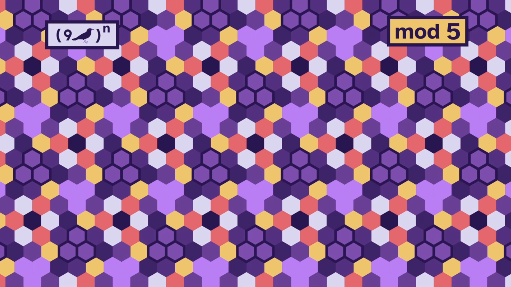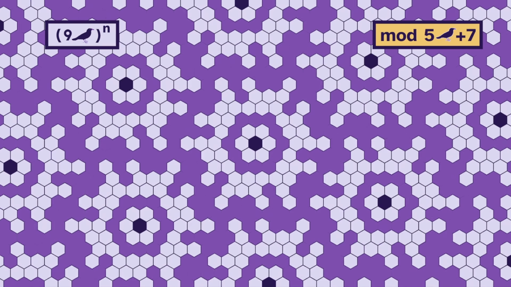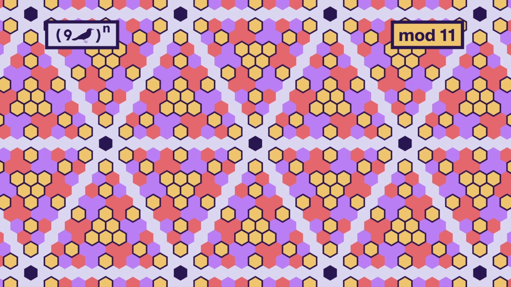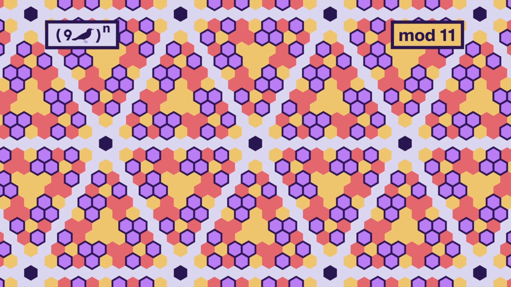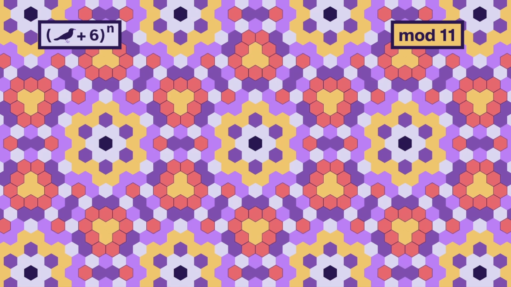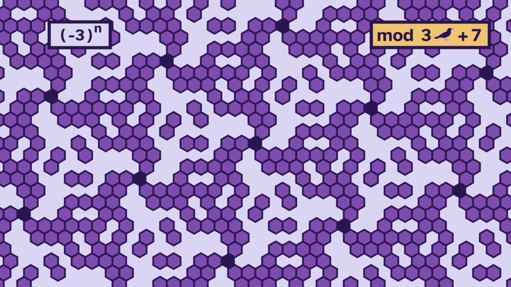We get different patterns by changing the mod. Here's 5 crow plus 7. They're wiggly dartboards. And here's mod 11. Let's keep this mod fixed and change multiplier. With crow plus 6, the pattern is fire. Now switch both around, and look what we've found.